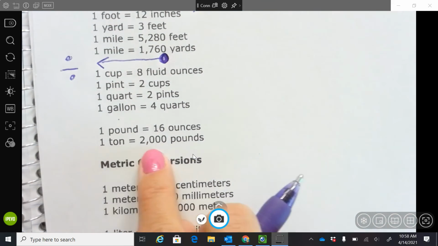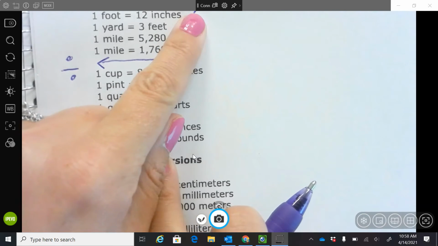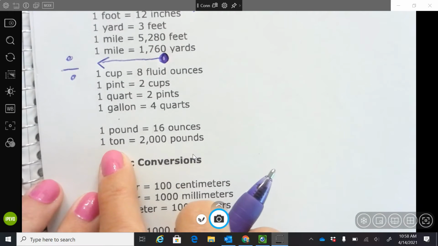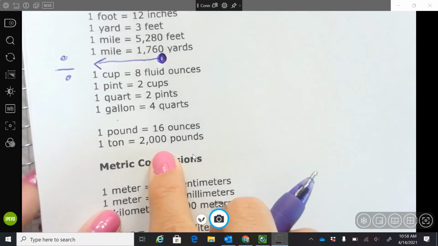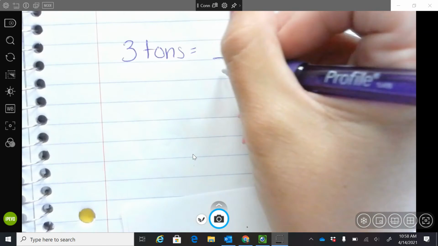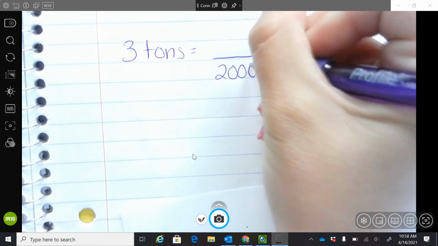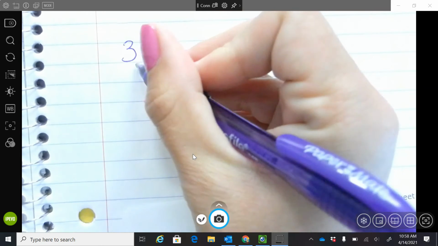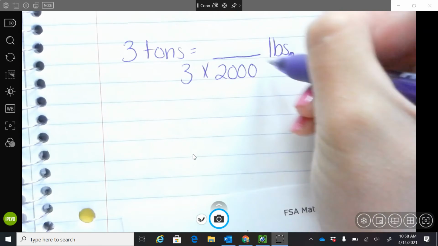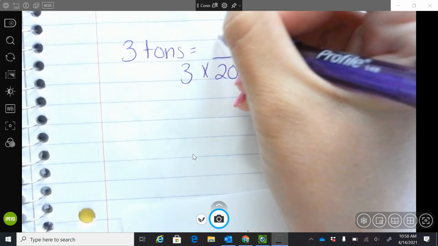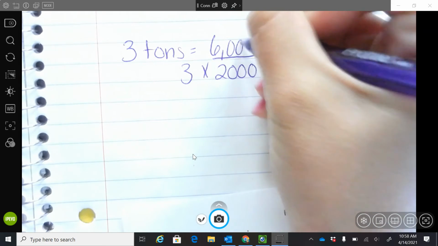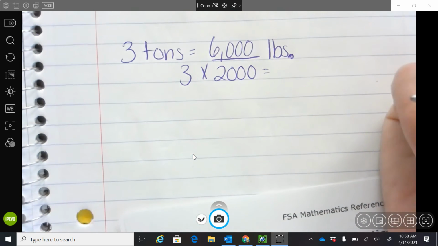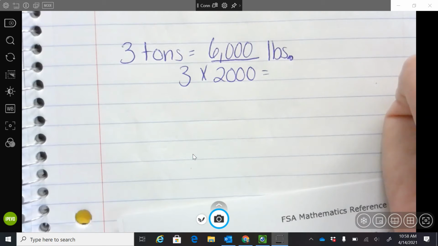So that tells me that we're going to do what? Multiply. 1 ton equals 2,000 pounds. So I'm going to multiply 2,000 times how many tons do we have? 3. So how many pounds is that? 6,000 pounds. It's a lot of pounds.